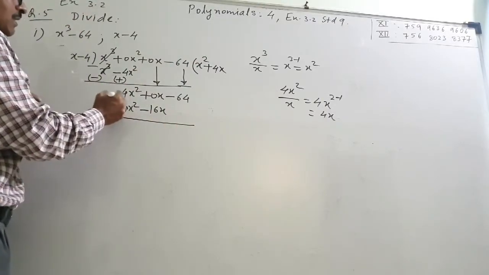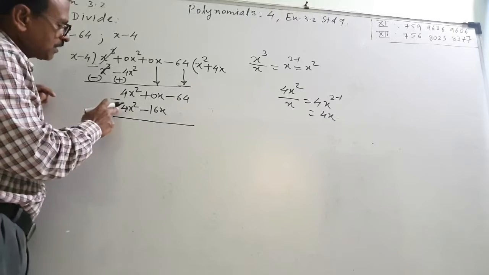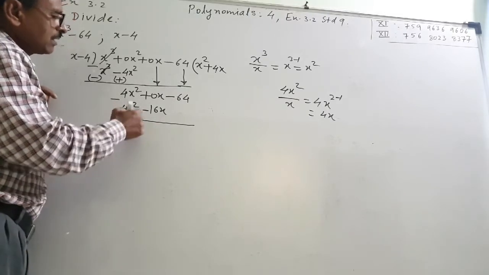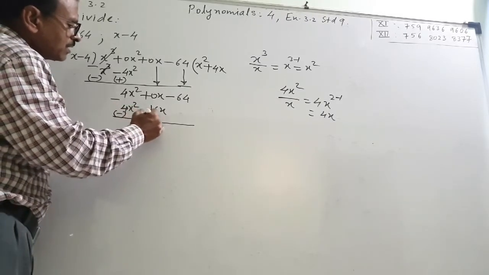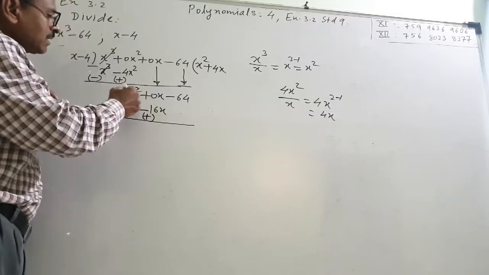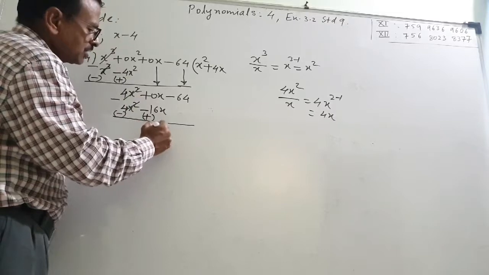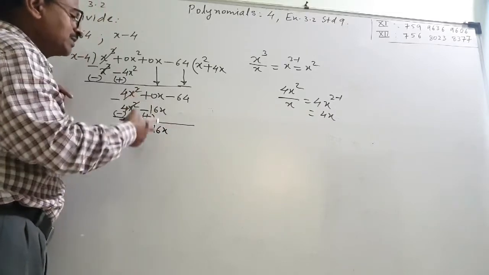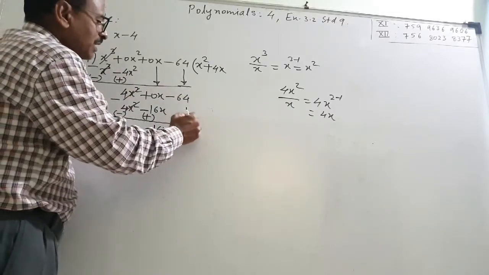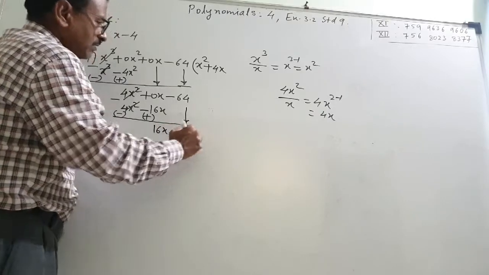I have to subtract this. So this is plus, this will become minus. This is minus, it will become plus. Cancel this because they are same but opposite sign. So this is 16x plus 0 is 16x. This I will take down minus 64.